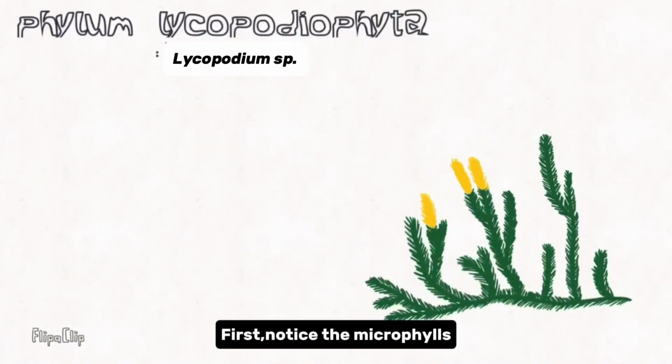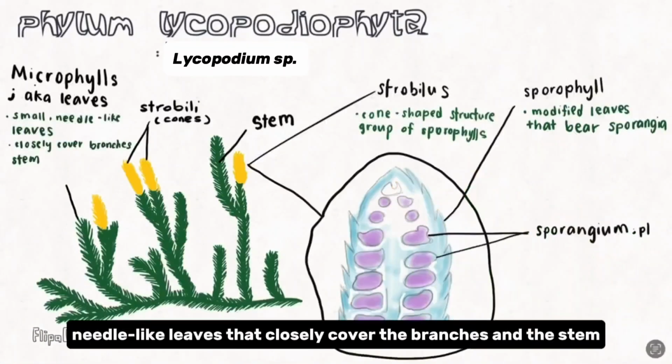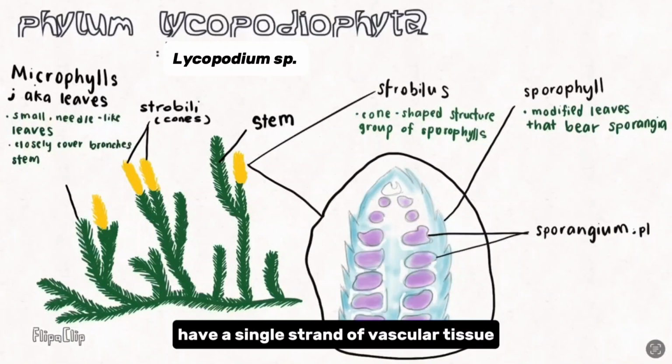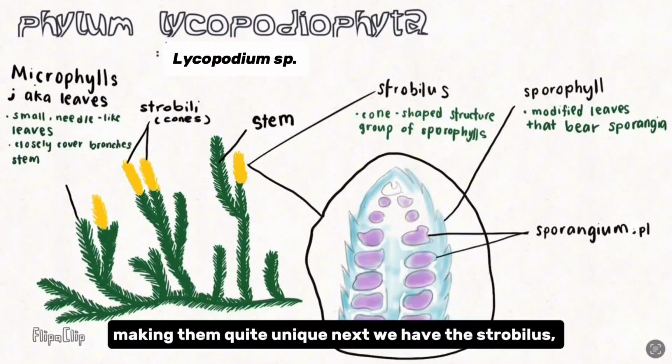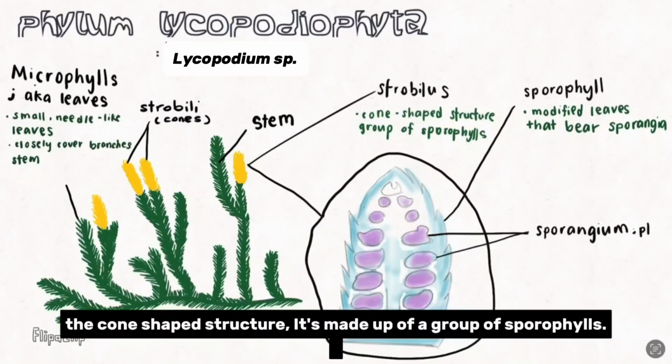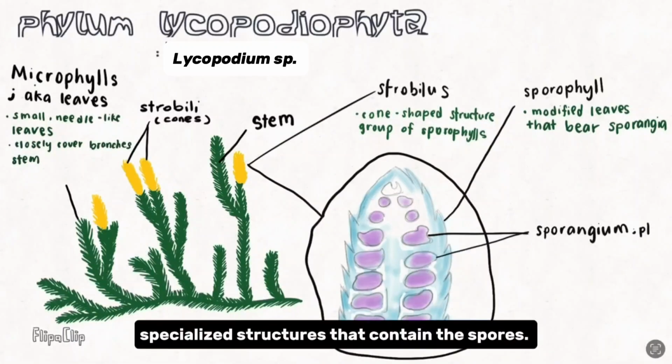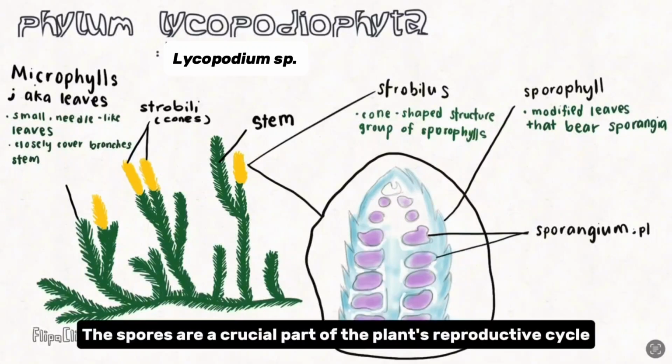First, notice the microphylls. These are small needle-like leaves that closely cover the branches and the stem. Unlike many other plants, the microphylls of Lycopodium have a single strand of vascular tissue, making them quite unique. Next, we have the strobilus, the cone-shaped structure. It's made up of a group of sporophylls. Sporophylls are modified leaves that bear sporangia, specialized structures that contain the spores. The spores are a crucial part of the plant's reproductive cycle.